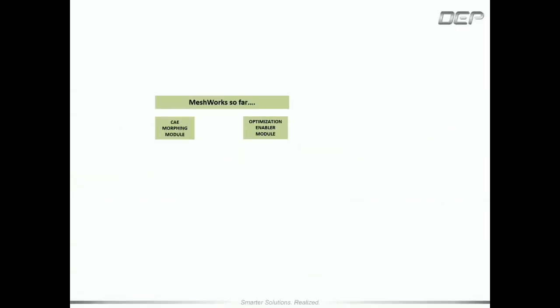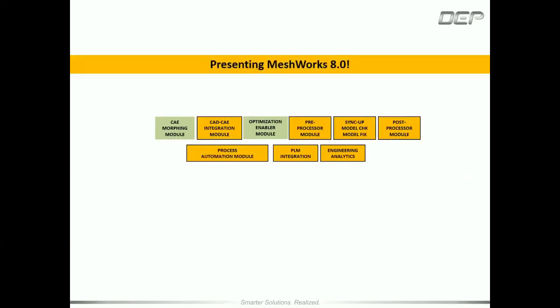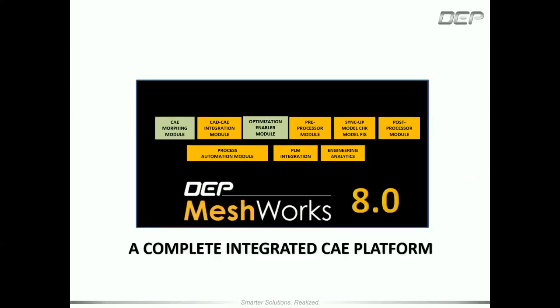Basically, just to give a brief overview, so far, MeshWorks was typically known as a CE morphing module, equipped with design enablers to help for tuning your structural models for any kind of optimization processes. Now presenting MeshWorks 8, we've added a bunch of different new modules. We've added the CE CAD integration module. We've added the pre-processing module. We've also added the process automation and engineering analytics. So now we've basically created MeshWorks to be a complete integrated CE platform tool.